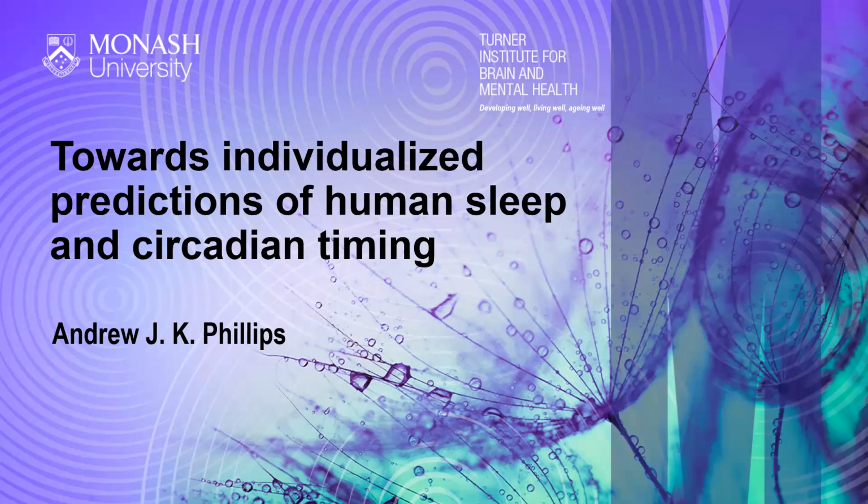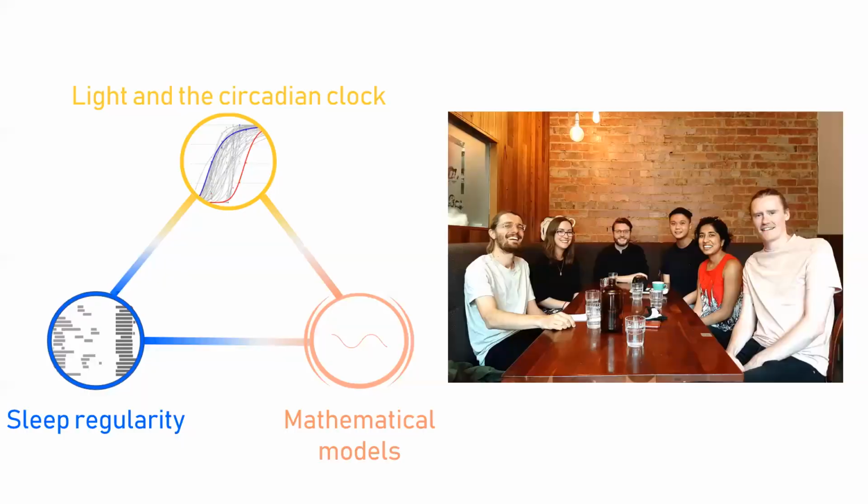So what I wanted to talk about today was some of the recent work we've been doing in trying to individualize predictions of the human circadian system. This is a quick summary of the main areas I'm working in at the moment. My research group, which I've assembled at Monash now, and here are some of the key members.